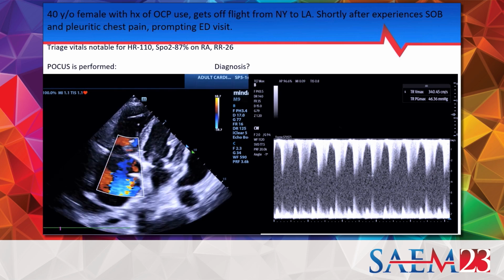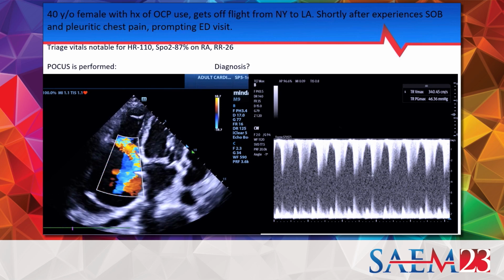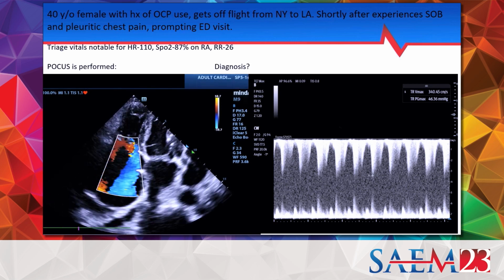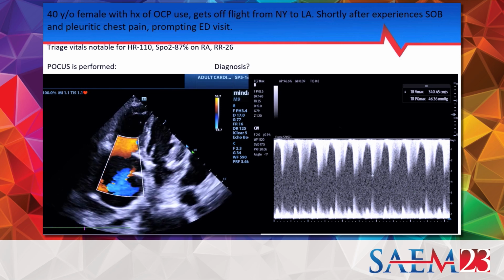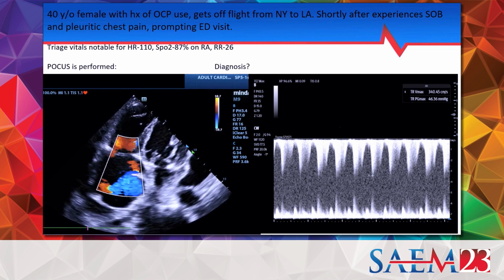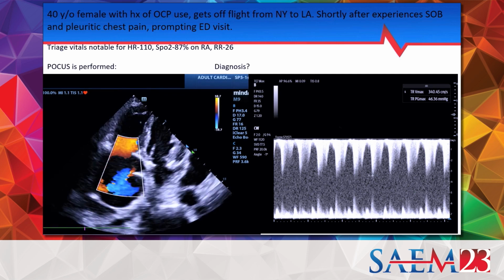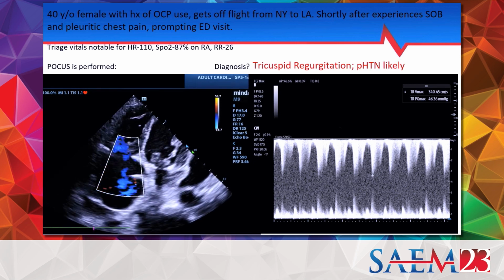And if we take that a step further, what you would do is run your continuous wave Doppler beam through the center of that jet, and you're going to get this spectral display. And if we measure the peak regurgitant velocity, it's about 3.4 meters per second. So again, anything greater than 3 is consistent with pulmonary hypertension. So this patient has acute pulmonary hypertension, presumably from acute pulmonary embolus.